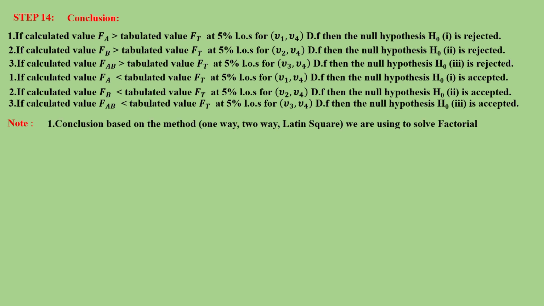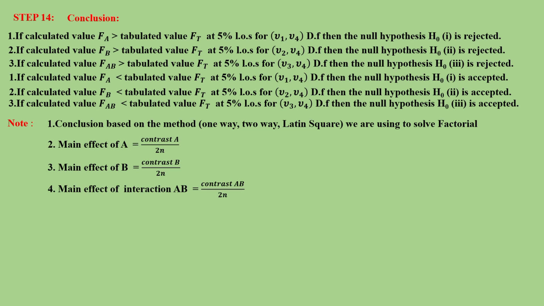So the first conclusion is based on the method, one way, two way, Latin square, we are using to solve the factorial design, right. Main effect of A is equal to contrast A by 2n. Main effect of B is equal to contrast B by 2n. Main effect of interaction AB is equal to contrast AB by 2n. So main effect of AB, right, both are the same.